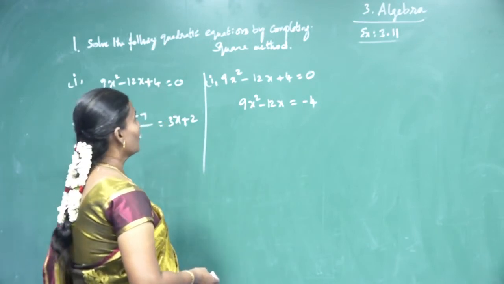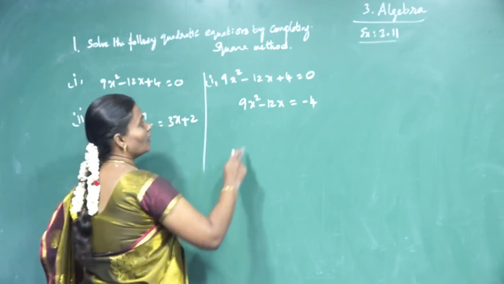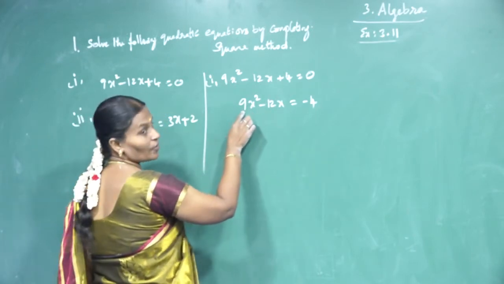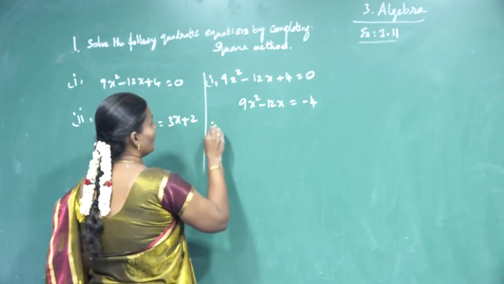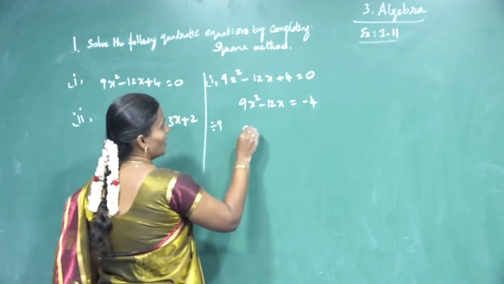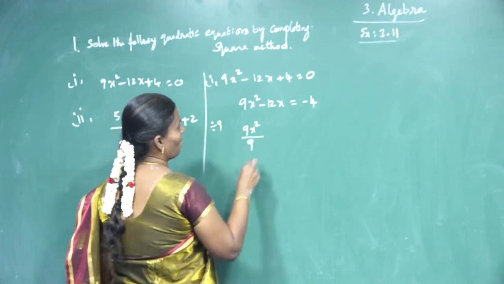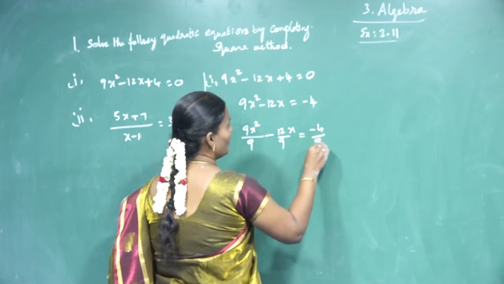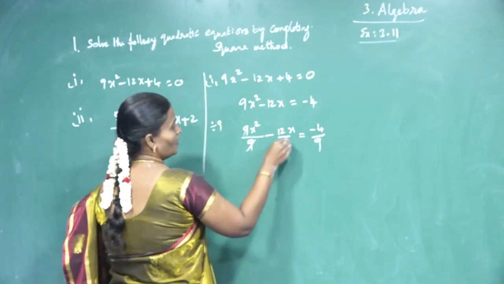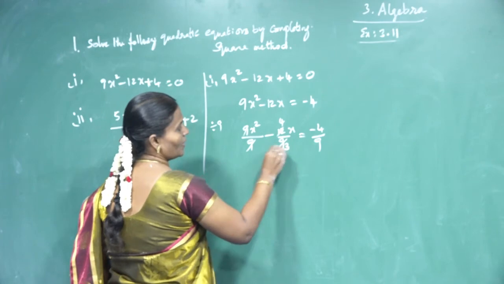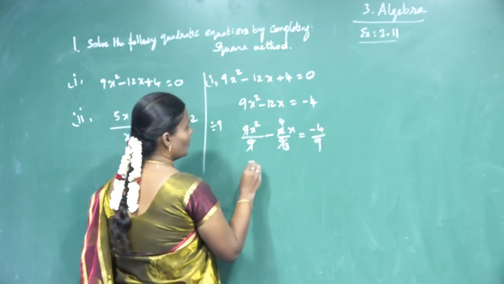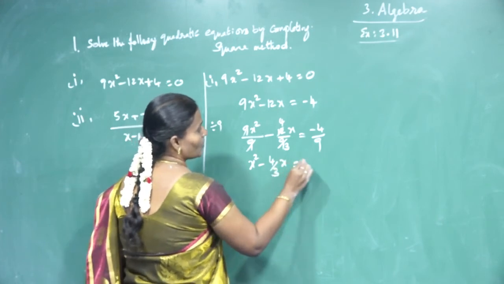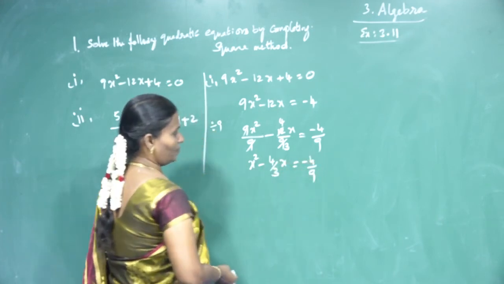Okay. Then what is the next step? The coefficient of x square, you have to divide on both sides. What is the coefficient of x square? 9. Isn't it? So divide by 9 on both sides. 9x square by 9 minus 12x by 9 is equal to minus 4 by 9. So 9 cancels. Here cancel with the 3 table, 4 times, 3 times. Here we can't cancel. So x square minus 4 by 3 x is equal to minus 4 by 9.